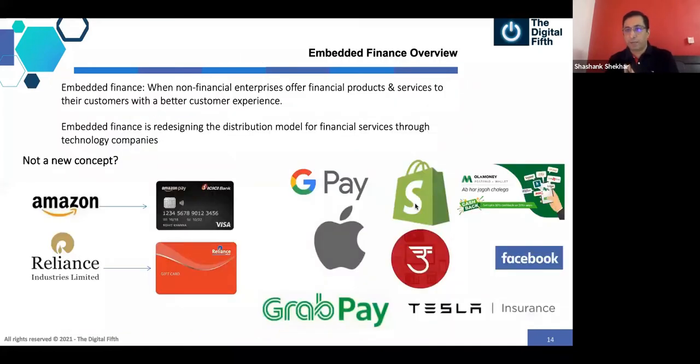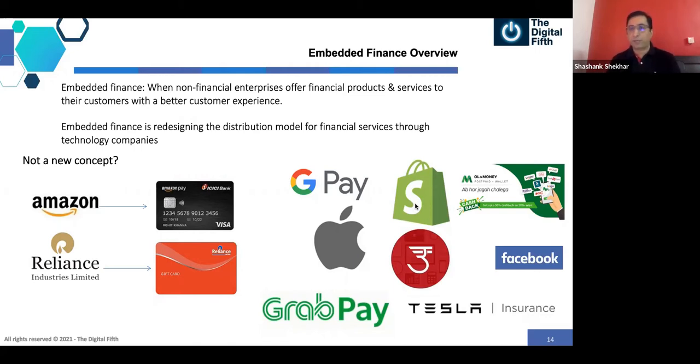So what is embedded finance? We know that there have been banks providing the financial services, then came the fintechs or the insurtech, those who started providing the financial services. But embedded finance goes beyond that. Any non-financial services platform, which is not in the financial services space, has its own business, its own set of customers, and provides financial services to its customers.